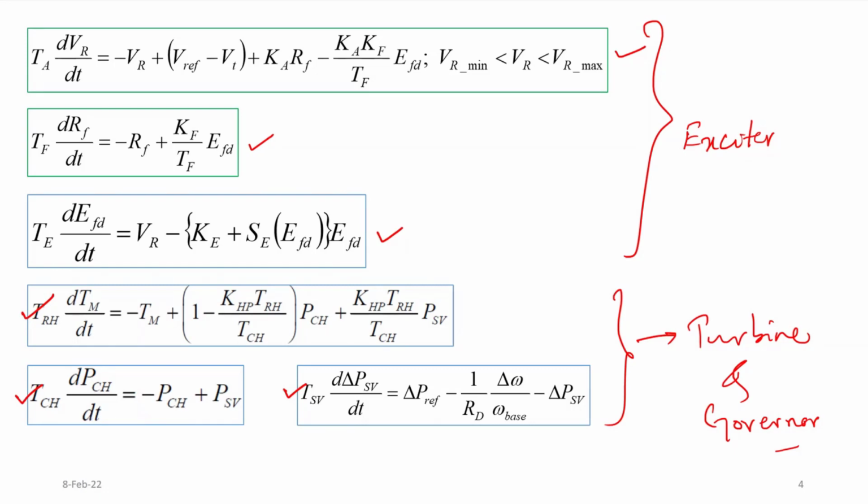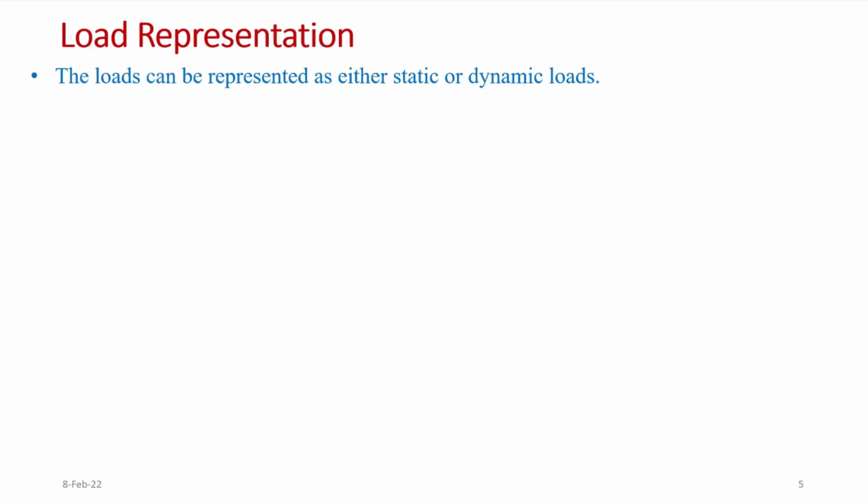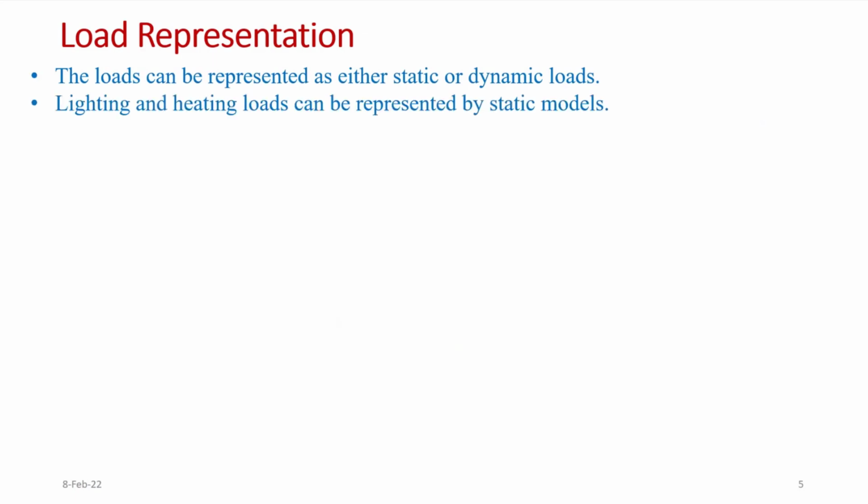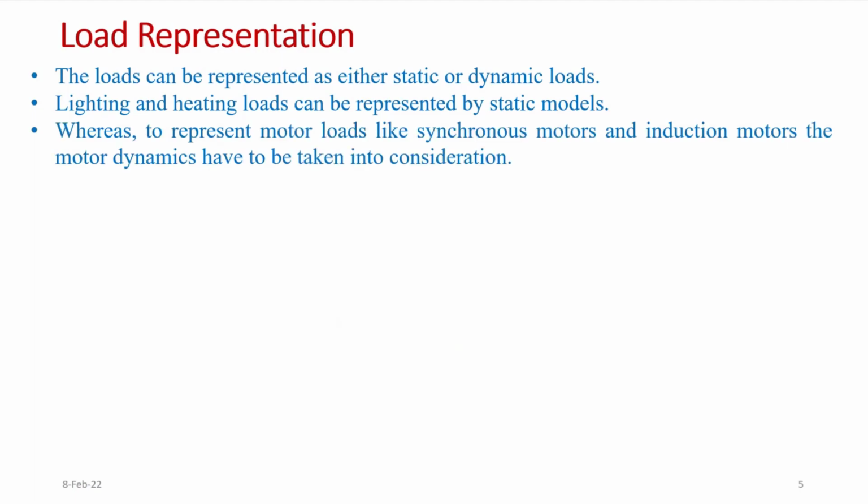And now the question is how to model the loads. These are the various components we are modeling, because generator and load play a very important role in the power system. Then, of course, the transmission line representation will be taught in future classes. So now we can see the load representation. Loads can be represented as either static or dynamic loads. Generally, lighting and heating loads can be represented by static models, whereas to represent motor loads like synchronous motors and induction motors, the motor dynamics have to be taken into consideration.